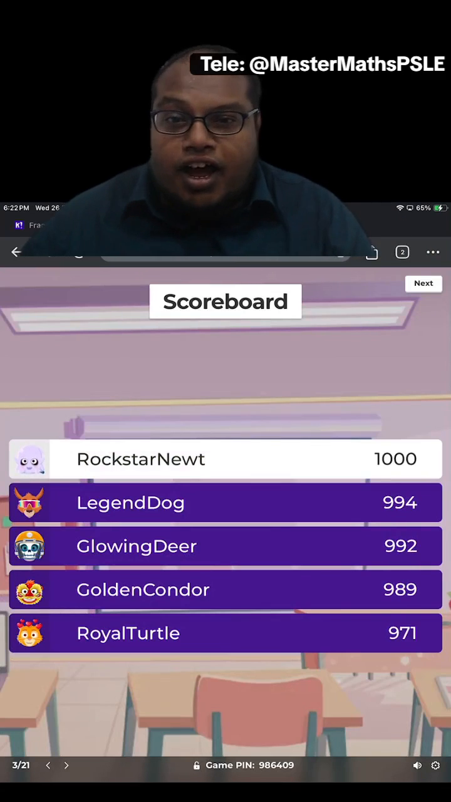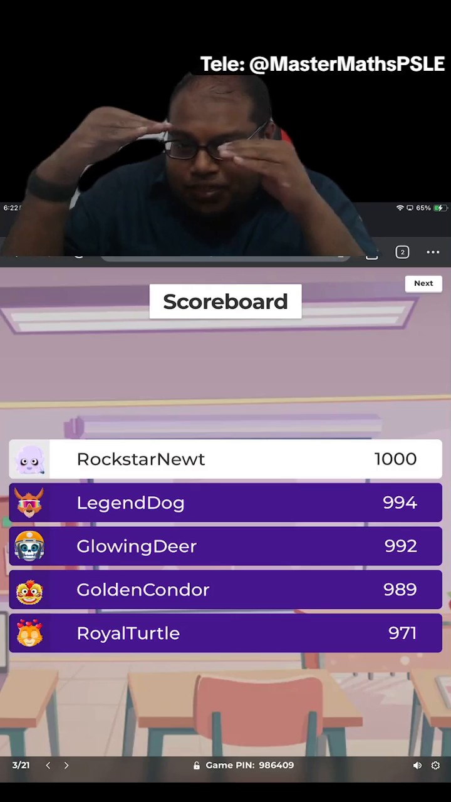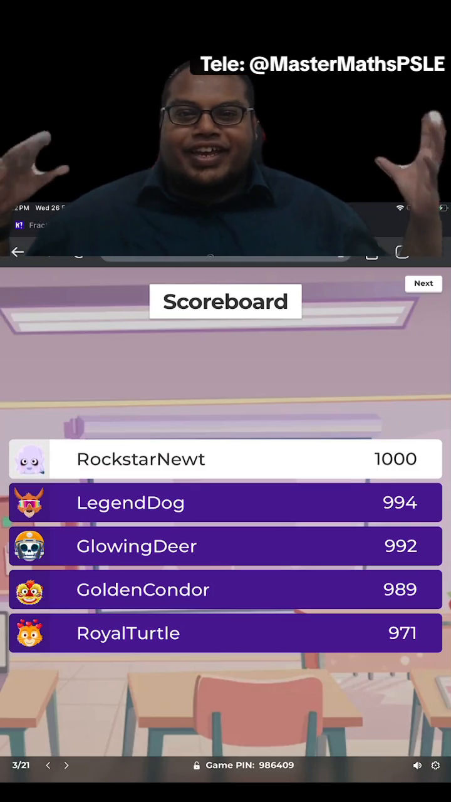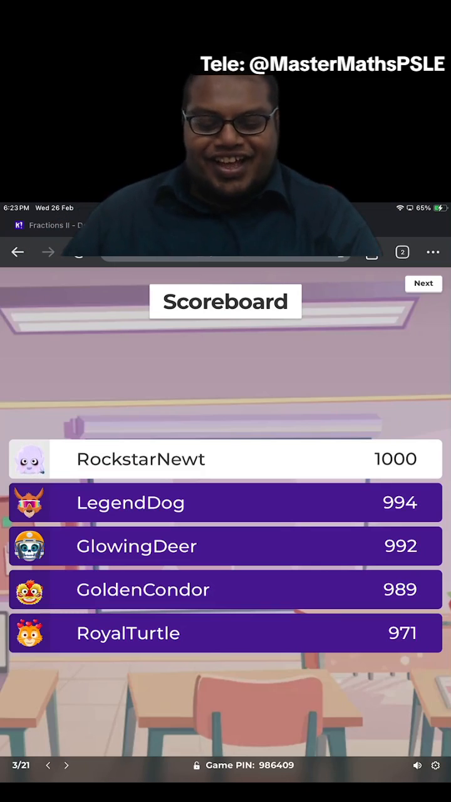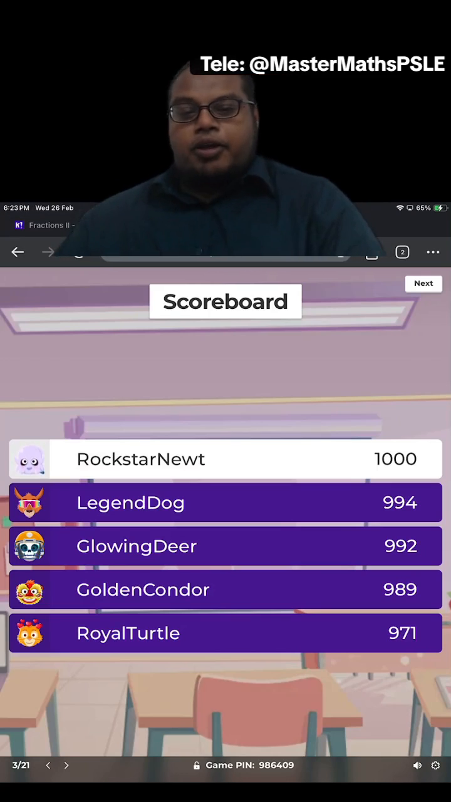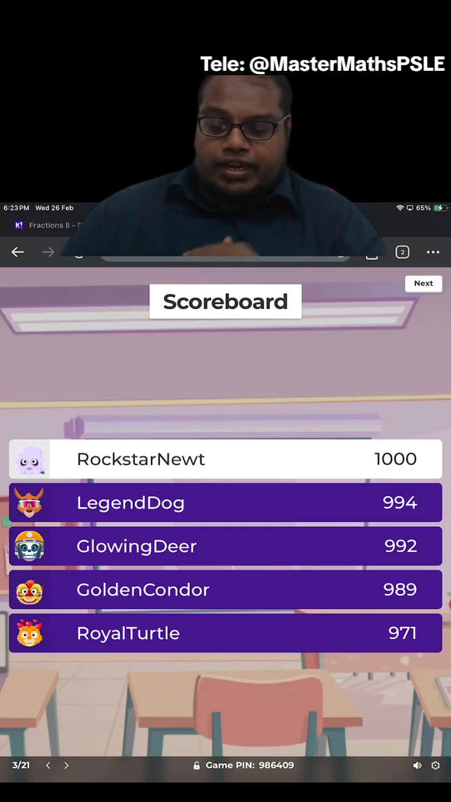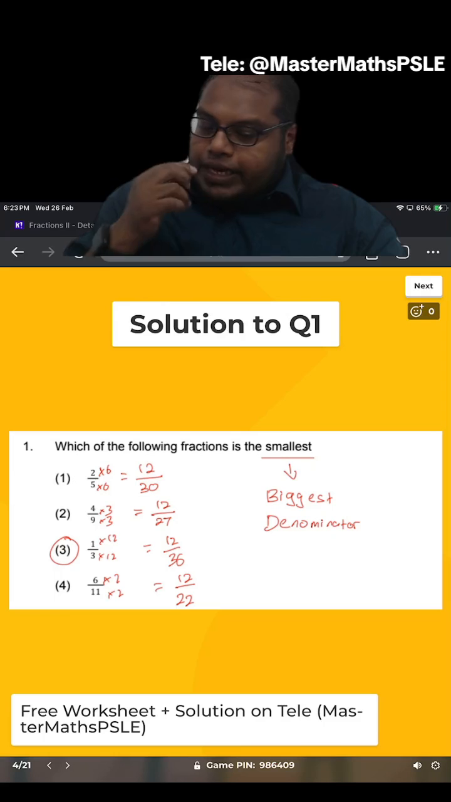We got a rock star at the number 1 spot, and then we got a legend that is just behind the rock star by 6 points. And then someone that is glowing, and then a golden, and then a turtle. So the top 5 positions are very close to each other. You all still got a chance to outrank one another and claim that number 1 spot. If your points are very close to 971, that means you are almost there. Now let's see the explanation.